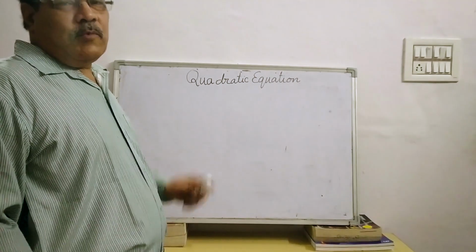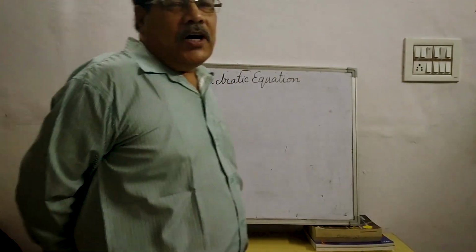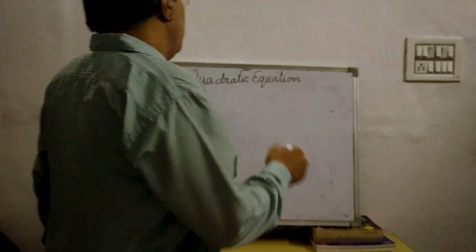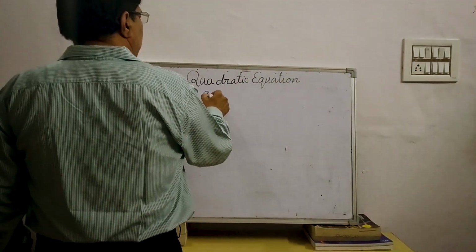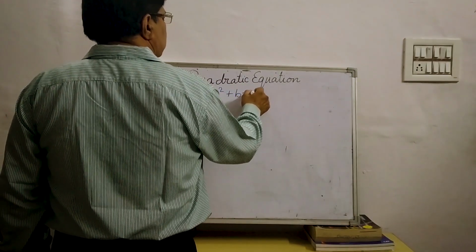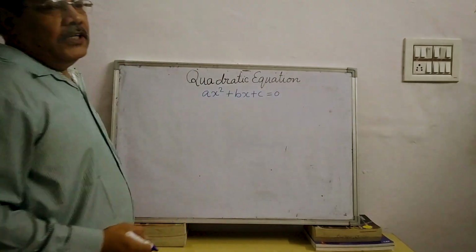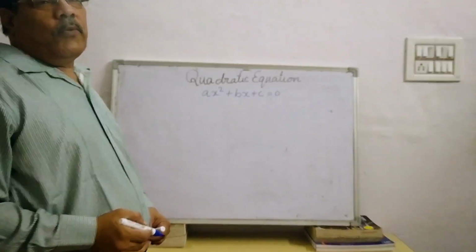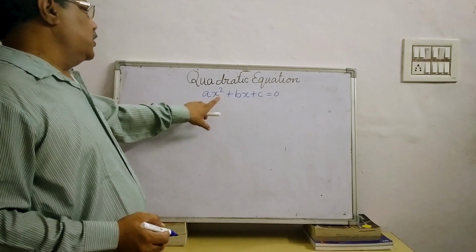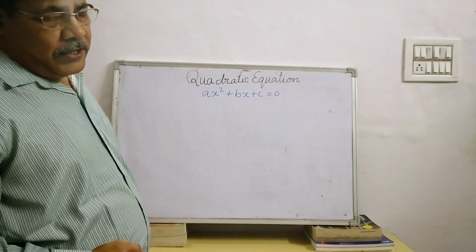Yes, children. Today I am going to tell you about the quadratic equation. An equation which is written in the form ax² + bx + c = 0 is called a quadratic equation. Why? Because its degree is 2. Okay. Now, how will you solve it?